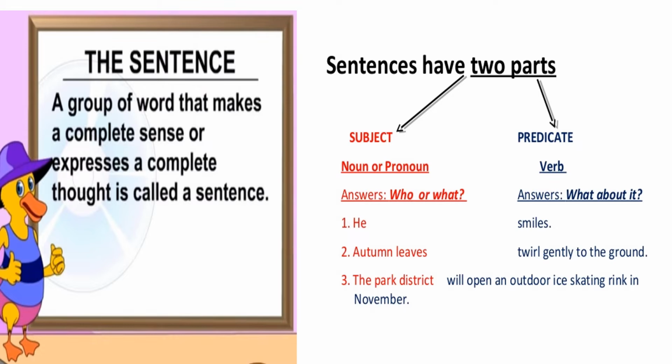Look at the first sentence. He smiles. He becomes the subject. Smiles becomes the predicate. Autumn leaves twirl gently to the ground. Now we are talking about what? Autumn leaves. So autumn leaves becomes the subject. Twirl gently to the ground becomes the predicate. The third one. The park district will open an outdoor ice skating rink in November. So the park district will become the subject. Will open an outdoor ice skating rink in November becomes the predicate.